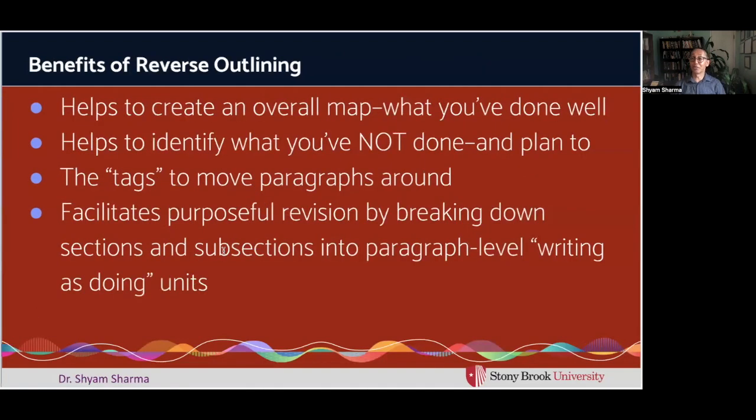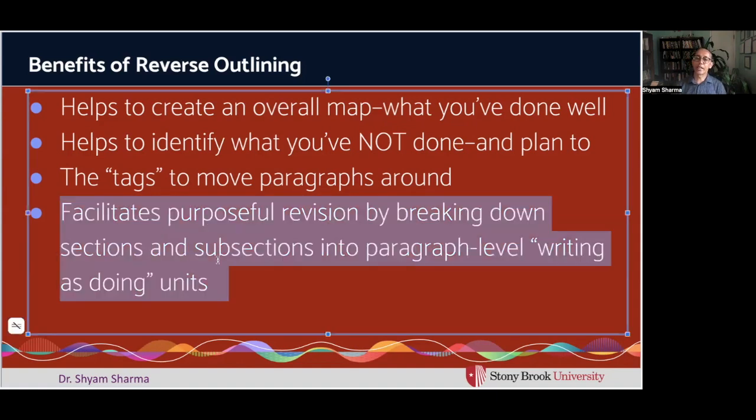Just to highlight the benefits of reverse outlining, again, it helps to create an overall map and to check what you have done well. It helps to identify what you have not done well so you can write down what you want to do further. And it helps to put tags in your paragraphs so you can always move the paragraph where you want to move. I find it very helpful to move paragraphs if I have the tags of all caps and underline so that I can not only improve them, but also move them around or blend paragraphs or split paragraphs according to the assessment. It facilitates purposeful revision by breaking down sections and subsections into paragraph level writing as doing units.